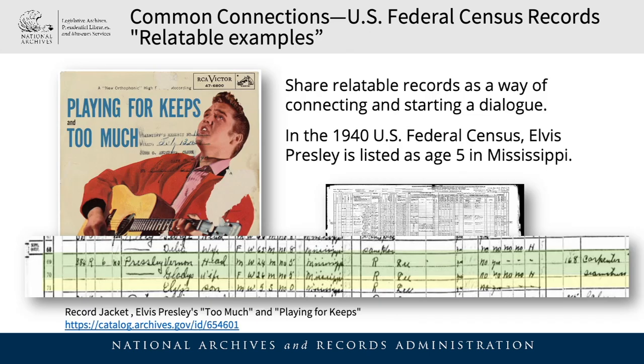So, we talked about connecting data on the US Census records, but sometimes it's easy to connect when the person is relatable. Maybe you don't know everyone on the census record, so it's hard to really engage family if they don't have a memory of that person. So let's bring a record to life by using an example that everyone should know about, and that would be Elvis Presley. In 1940, Elvis is listed as 5 on the census, but so many people know his rags to riches story and how he actually became the king of rock and roll and the influencer of so many musical talents to this day. His story is relatable.